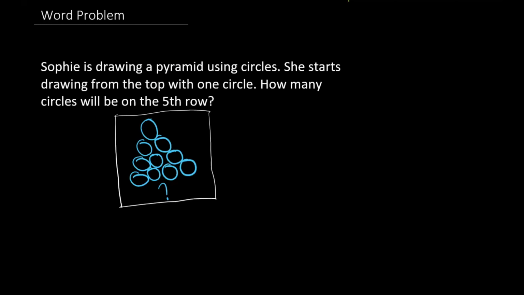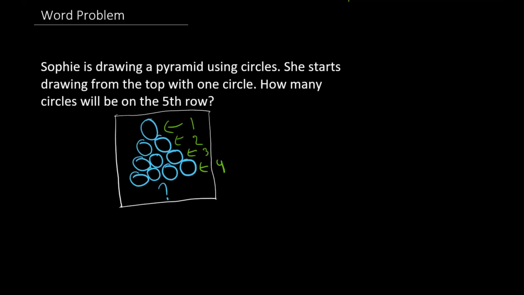Now let's do a word problem. Sophie is drawing a pyramid using circles. She starts off drawing from the top with one circle, and then she adds on some number of circles. How many circles will be on the fifth row? They gave us this picture, so let's count how many circles there are in each row. The first has 1, the second has 2, the third has 3, the fourth has 4. So every row is adding one circle.